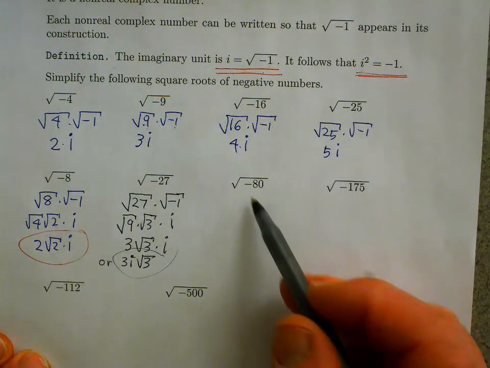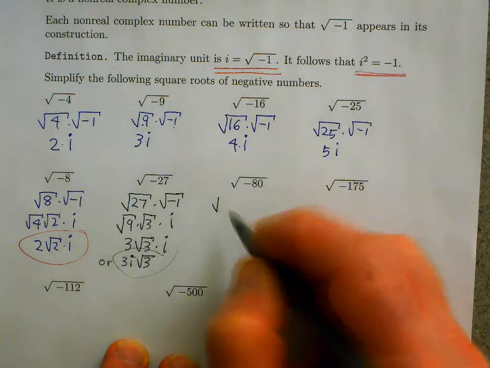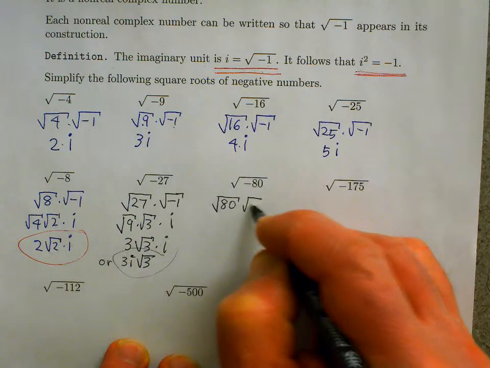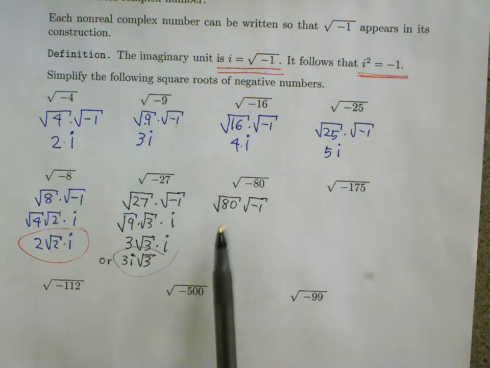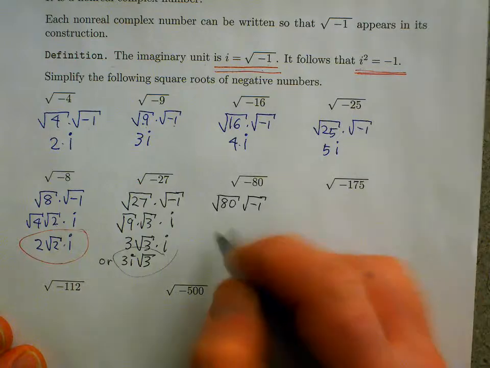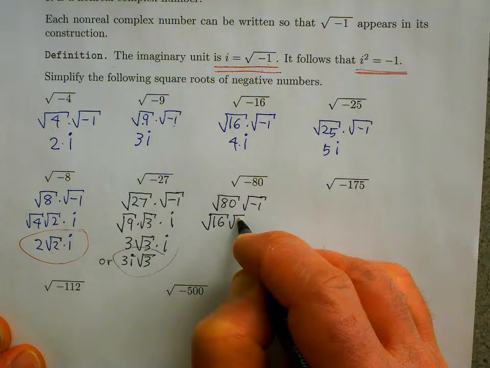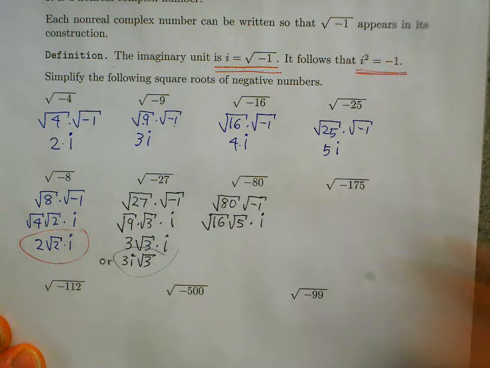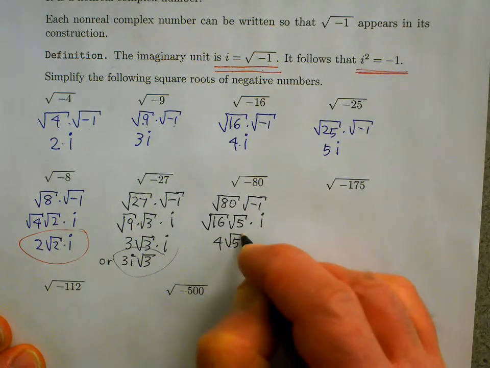Okay, the next one, the square root of -80. Write this as the square root of 80 times the square root of -1. And we can simplify the square root of 80. The largest factor of 80 that's a perfect square is 16. 16 times 5 is 80. So this is the square root of 16 times the square root of 5. And then replace the square root of -1 with i. And then the square root of 16 is 4, so we get 4 times the square root of 5 times i.